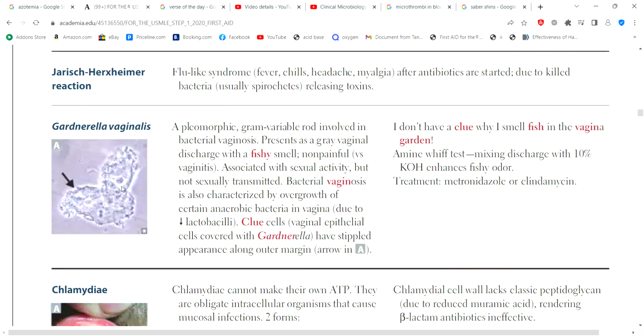The amine whiff test is mixing discharge with 10% KOH, which enhances the fishy odor. Treatment is with metronidazole or clindamycin.